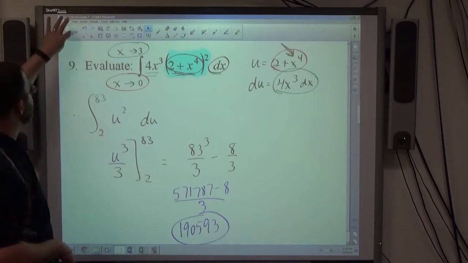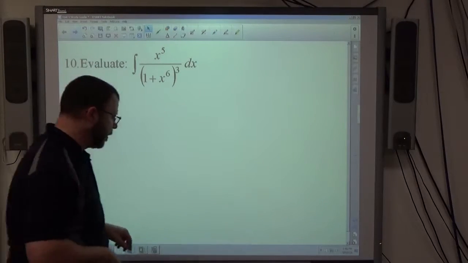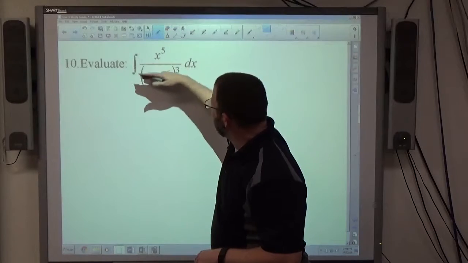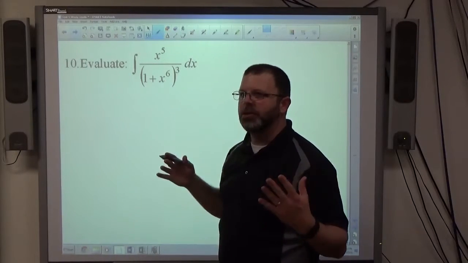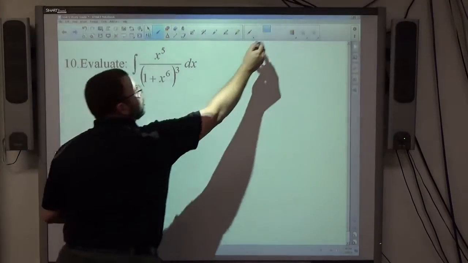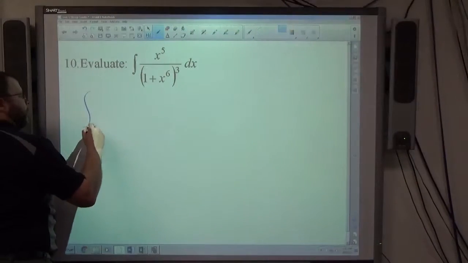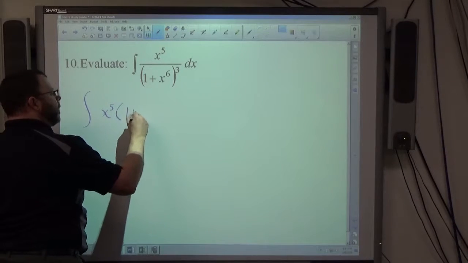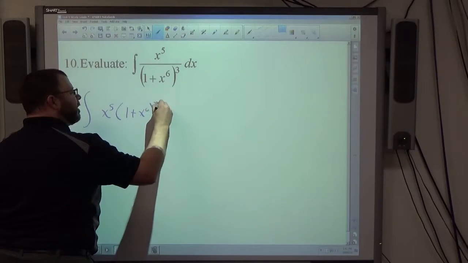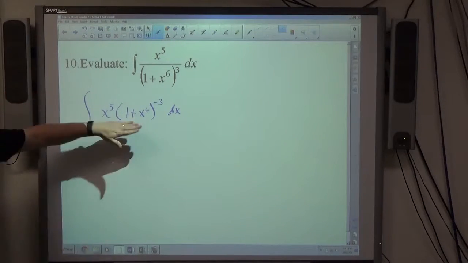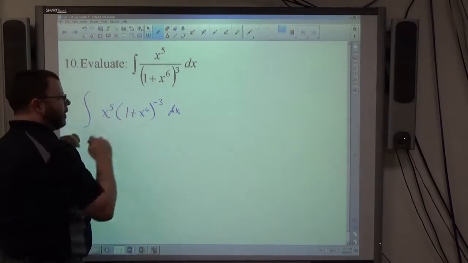Moving on to number 10. Now we're into U-substitution outright. What I'm looking at here, anytime you see a power structure on the bottom, it's going to be U-substitution every time at this point in our calculus careers. So I would probably rewrite this as x to the 5th, parentheses, 1 plus x to the 6th to the negative third power dx, just to create that nice power structure: something to a power with other stuff dx.